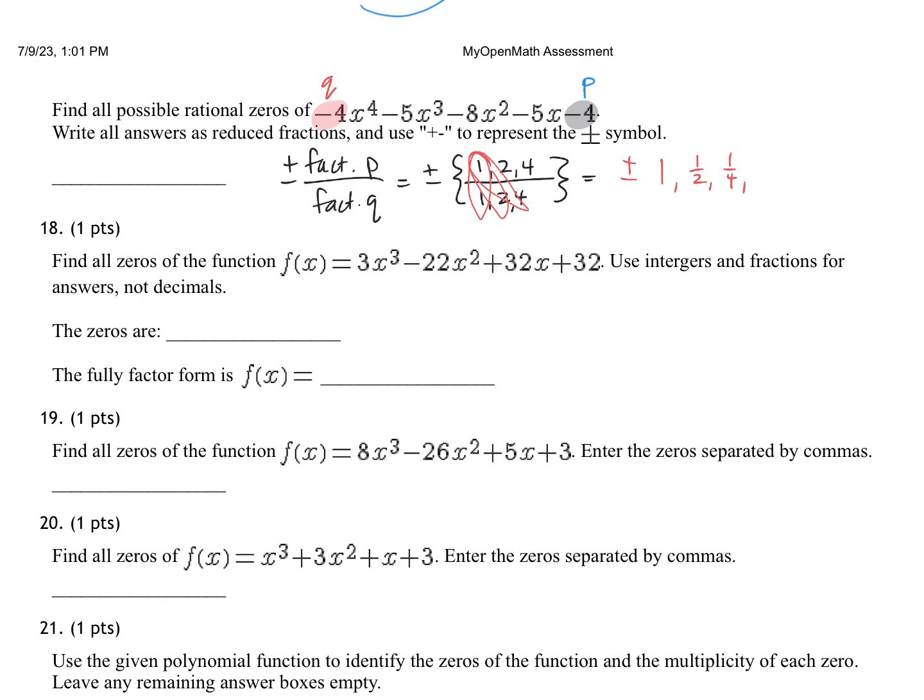Then you would find all the combinations with the 2. So 2 over 1, 2 over 2, which is 1, we already have that. And 2 over 4, which is 1/2, we already have that. Now you find all the combinations with the 4. 4 over 1, 4 over 2 is 2, we already have that. 4 over 4 is 1, we already have that. So that is our full list.